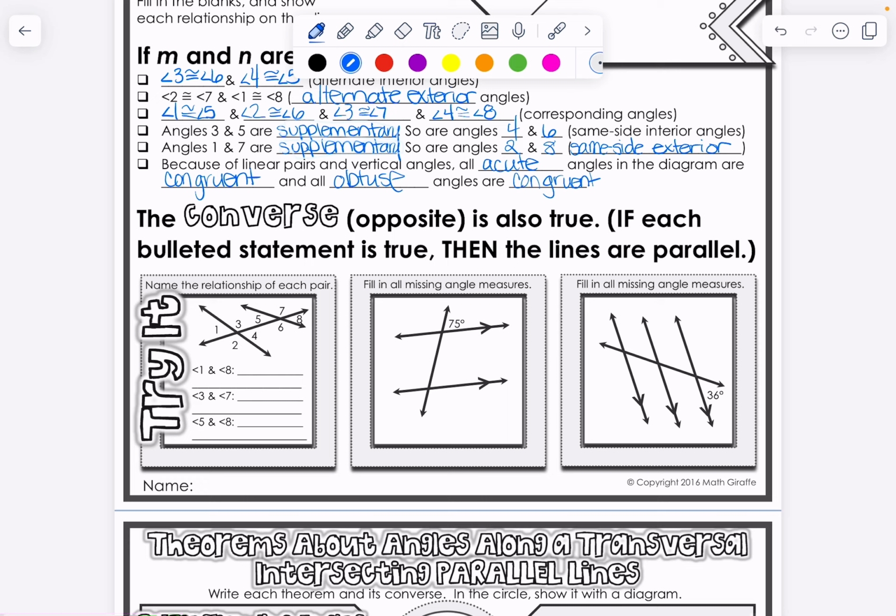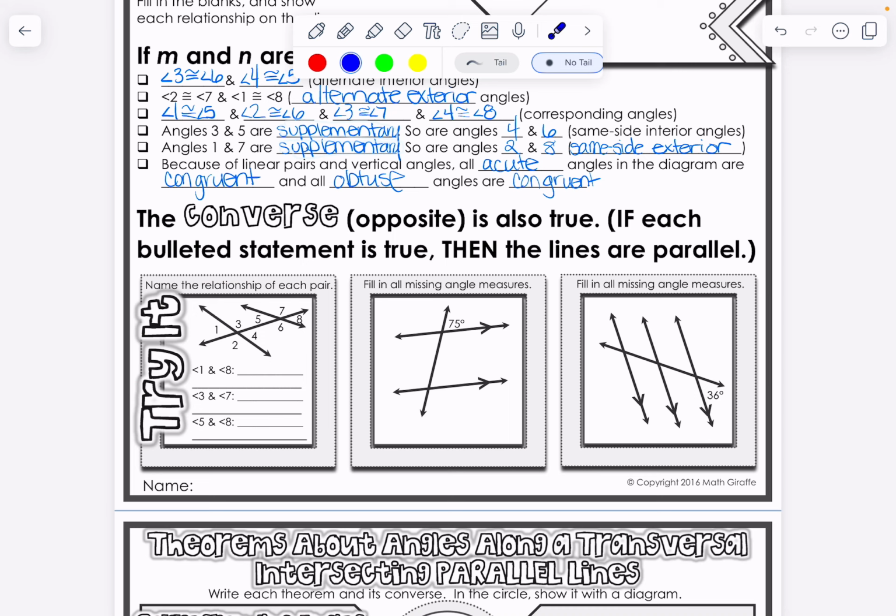So on the far left example over here, we have two lines crossed by a transversal. Those are not parallel lines. Now, there's still different angle relationships there. It's just the different pairs of angles aren't necessarily congruent.